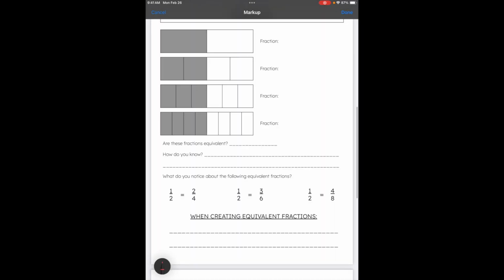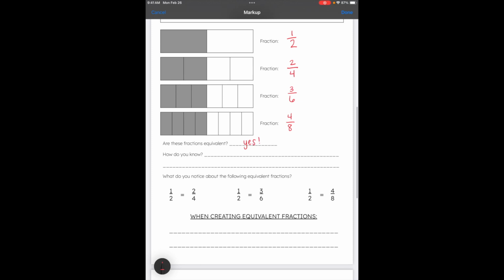Off to the side of each visual model, I want you to write the fraction that is being shown. So for example, the very first tape diagram is representing 1/2. The next fraction will be 2/4. Then we've got 3/6 and 4/8. And then it's asking us, are these fractions equivalent?